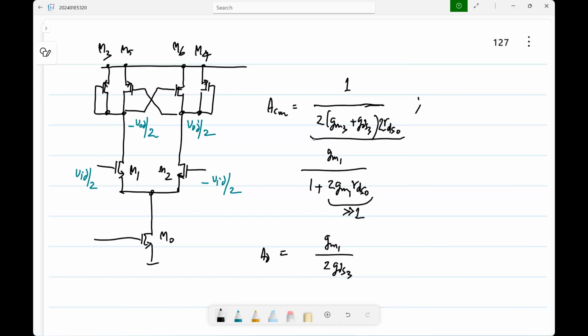Is this fine? Any questions? There are many ways of setting the common mode. I'll discuss the general technique, but there are many specific circuit techniques as well, which are quite useful.